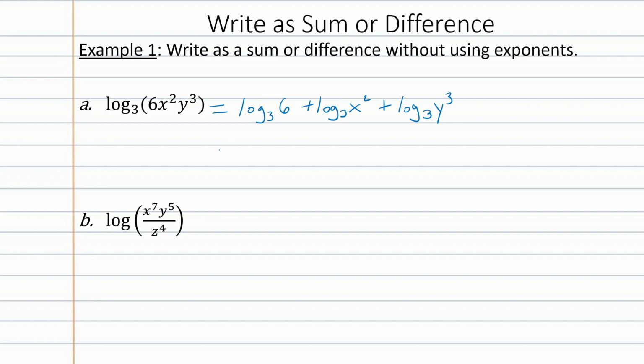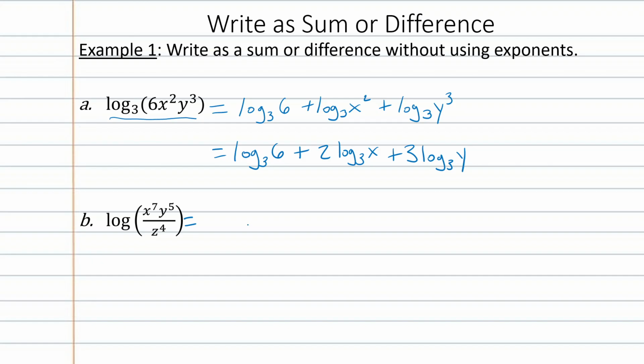Now I need to handle my exponents. My first term didn't have an exponent, so I can leave it alone. That's the log base 3 of 6. It also doesn't simplify to anything nice and neat, so I'm just going to leave it like that. And I'm going to pull the squared forward, so it'll be 2 log base 3 of x. Now I'm going to pull the cube on the y forward, so it'll be 3 log base 3 of y. Now I've written this as the sum and difference of logarithms with no exponents.